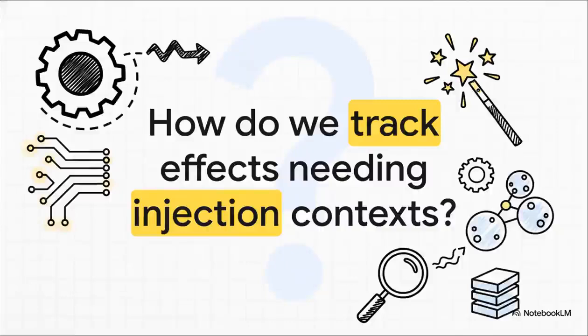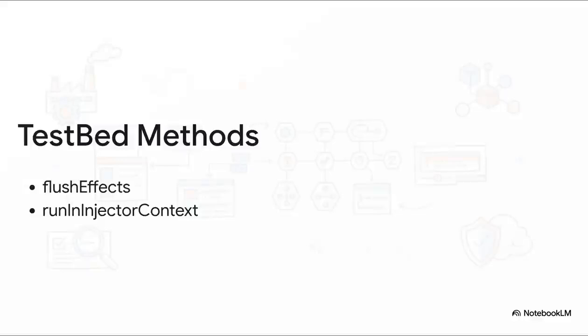Effects. How do we track effect invocations? See, effects are tied to the renderer, and unlike basic signals, they absolutely require an injection context to run. So the crucial point is, you don't actually need a full component fixture just to test an effect. You can use two static TestBed methods that are built right into Angular. First is flushEffects, which manually tells the current effect scheduler to run all effects that have an updated dependency. Second is runInInjectionContext, which executes your signal initialization safely inside the environment injector.